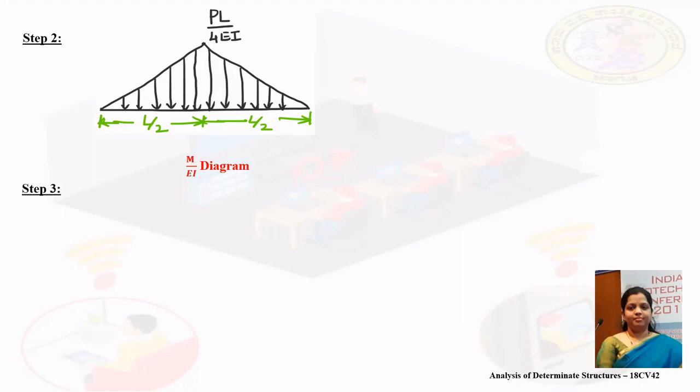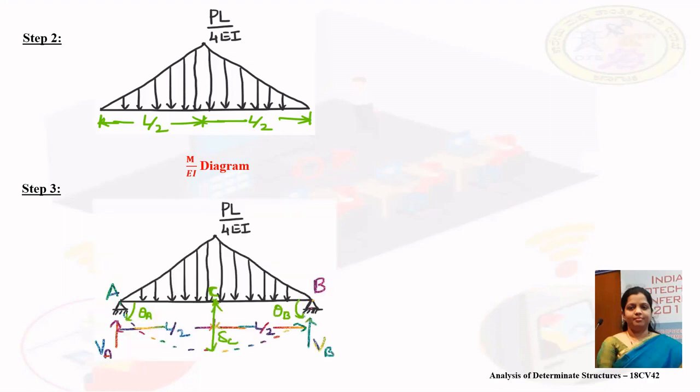Step 3 is to draw a conjugate beam. Since here both the supports are hinged, in the conjugate beam also hinged supports remain hinged as per the rule of transformation. So this will be our conjugate beam loaded with M by EI diagram. So we will be having reactions VA and VB, that is shear force.